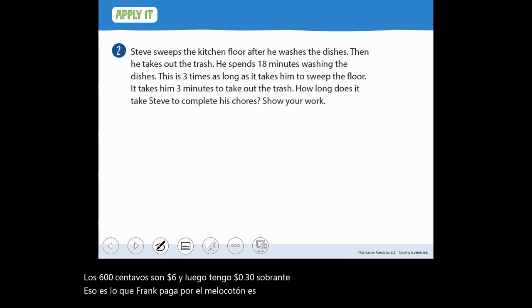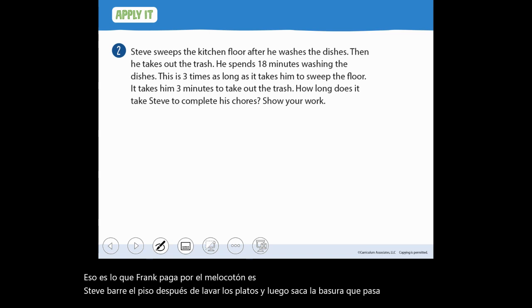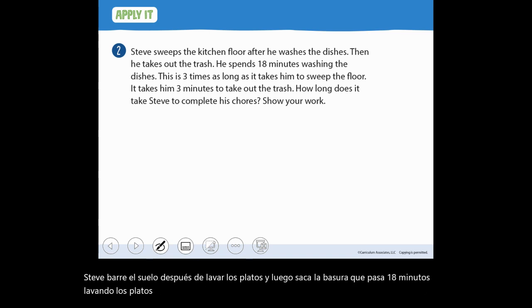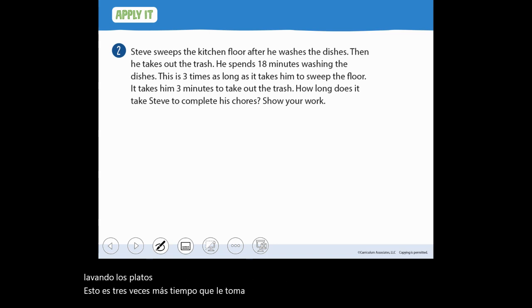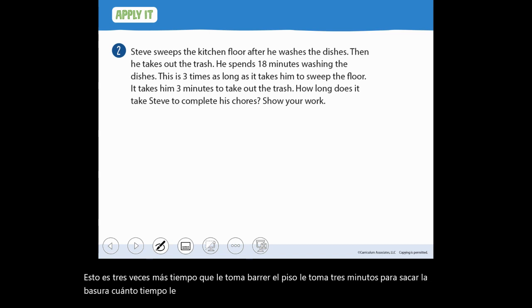Steve sweeps the floor after he washes the dishes. Then he takes out the trash. He spends 18 minutes washing the dishes. This is 3 times as long as it takes him to sweep the floor. It takes him 3 minutes to take out the trash. How long does it take Steve to complete his chores? Show your work. I'm going to read that one more time.